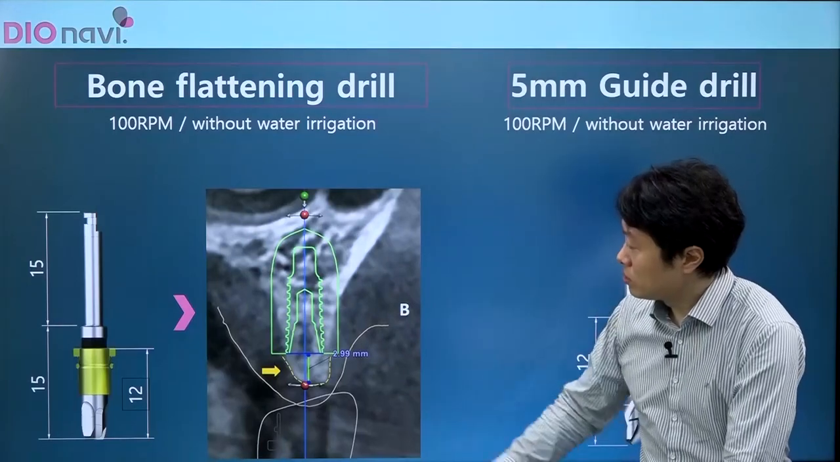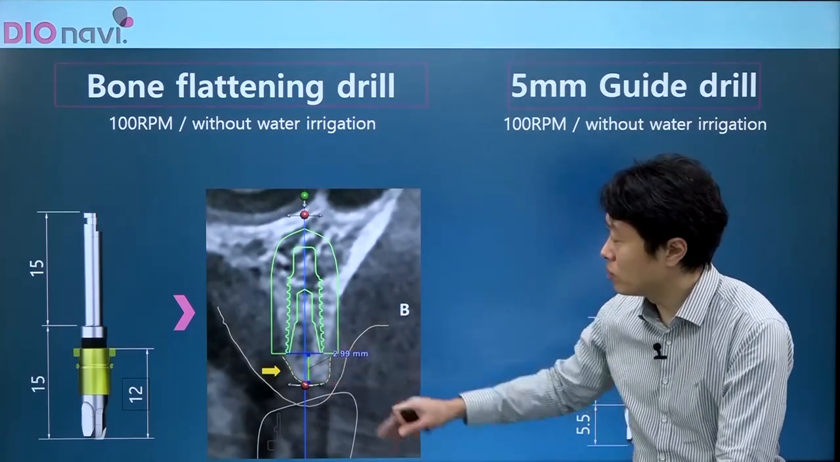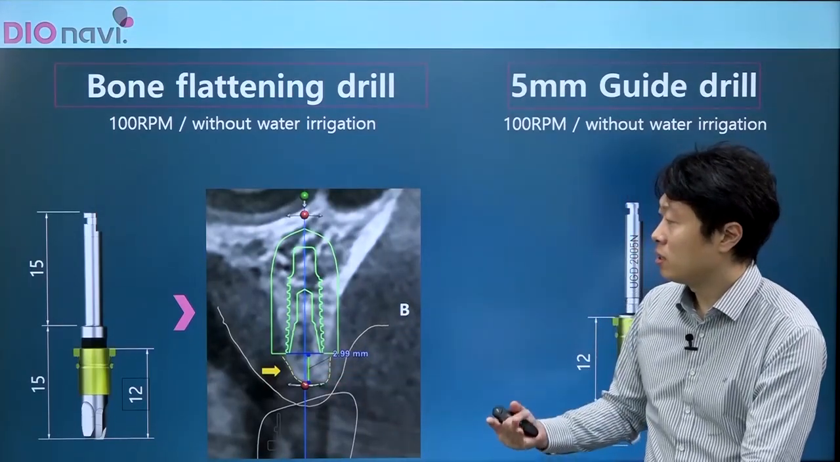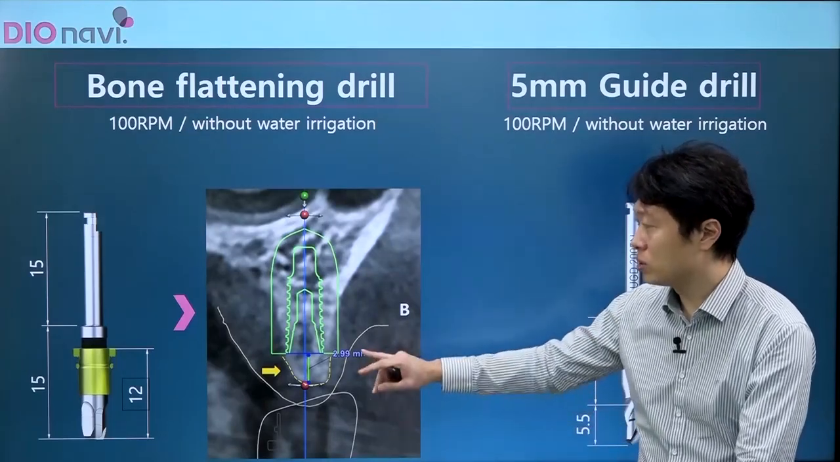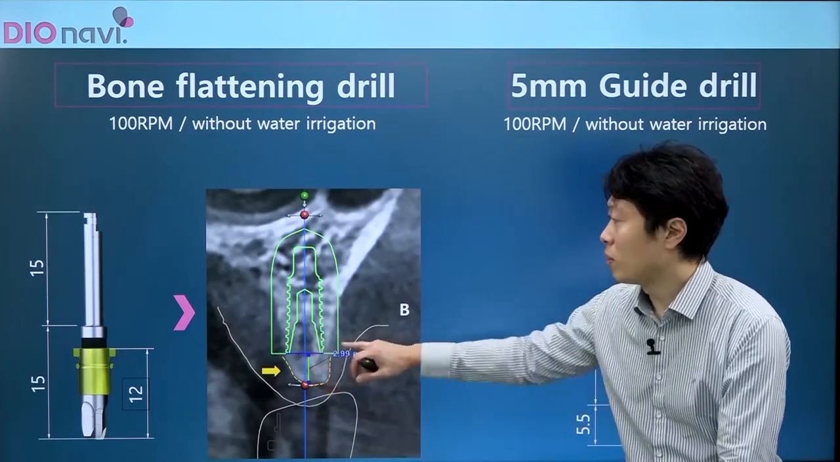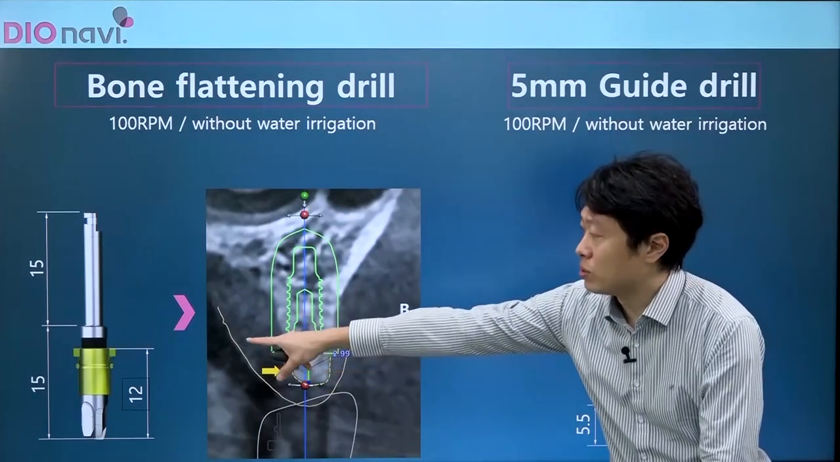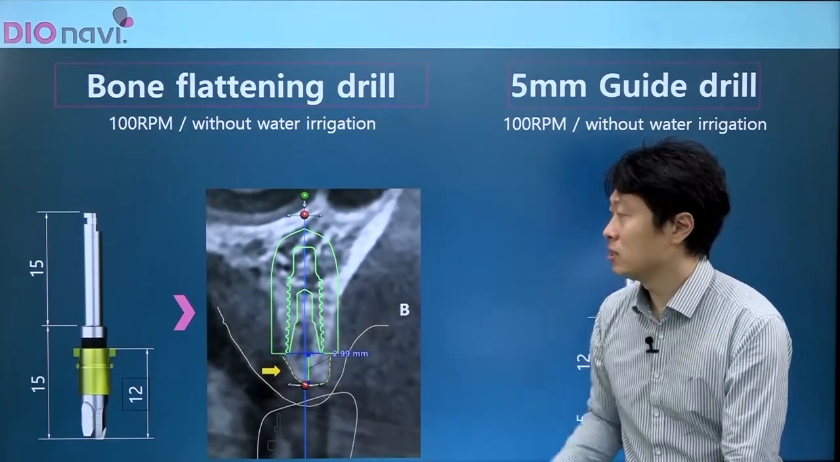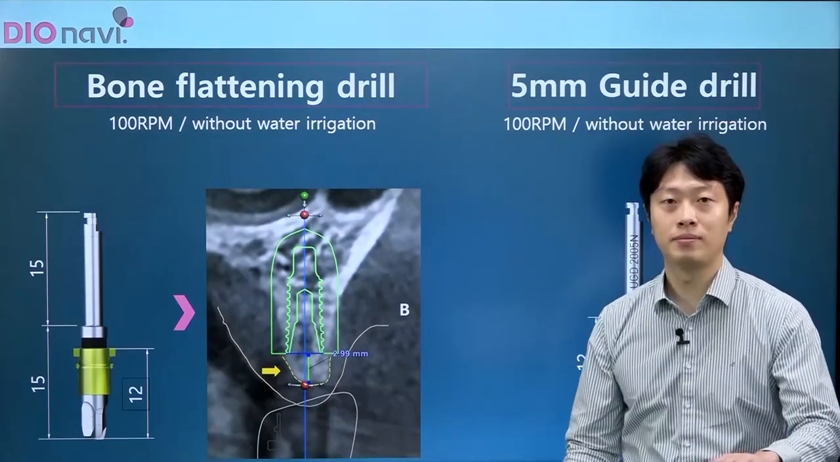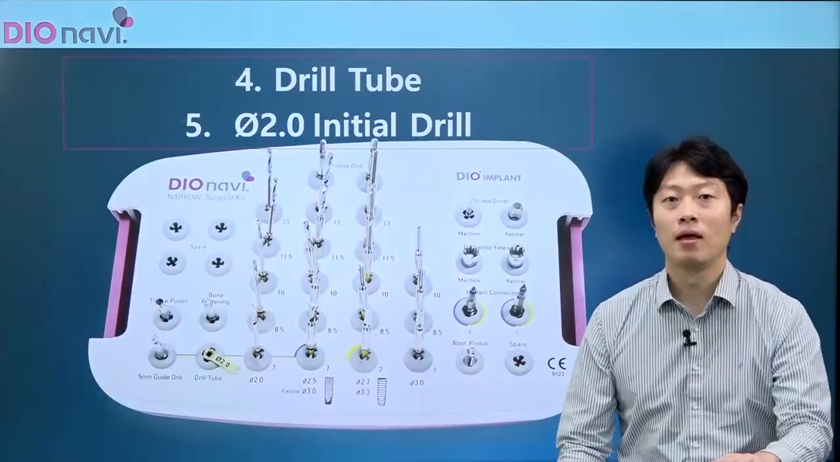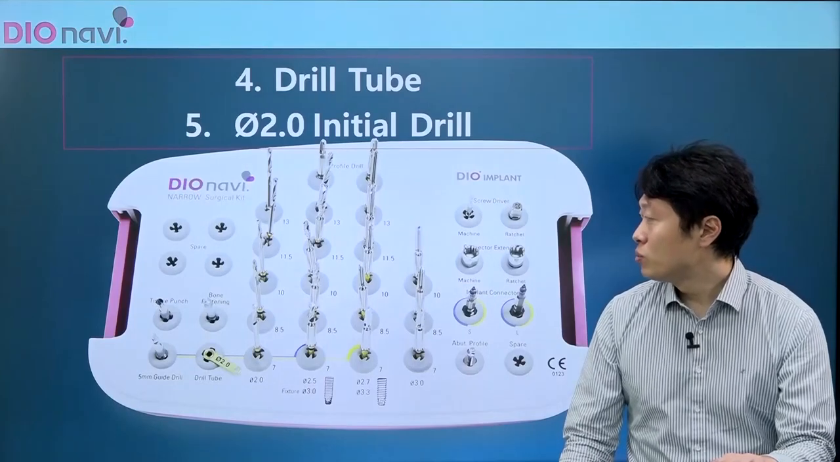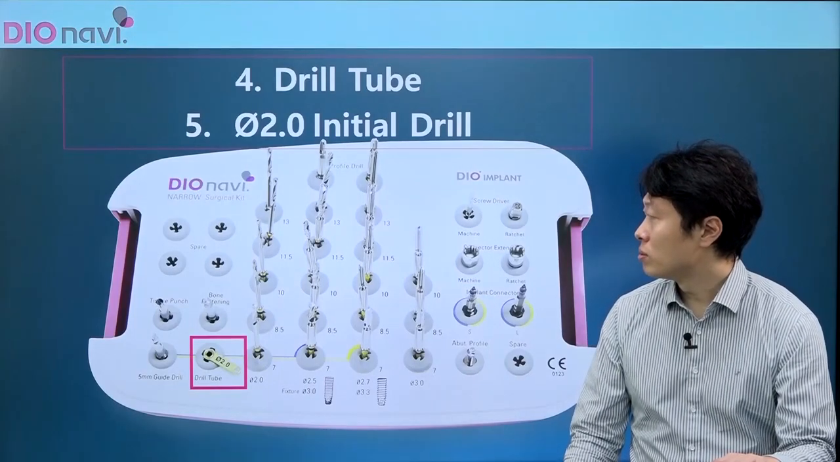The bone flattening drill, as mentioned earlier, serves to flatten the inclined upper surface to ensure precise drilling and minimize the likelihood of slipping. You can proceed with the reduction to the lowest line according to the 12 mm offset. The same goes for the drill tube and the initial drill.